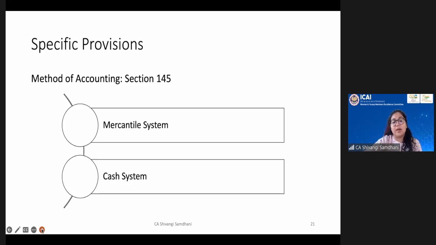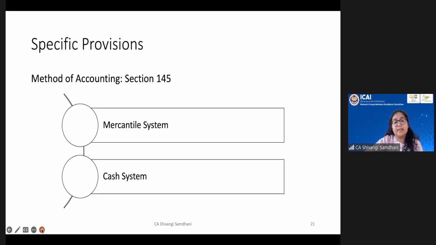Now, assessees are provided option to select between the two. Whether they want to select mercantile, they can select mercantile. Whether they want to select cash, they can select cash. Income tax officers would not question them. So the moment they select, it is finalized.